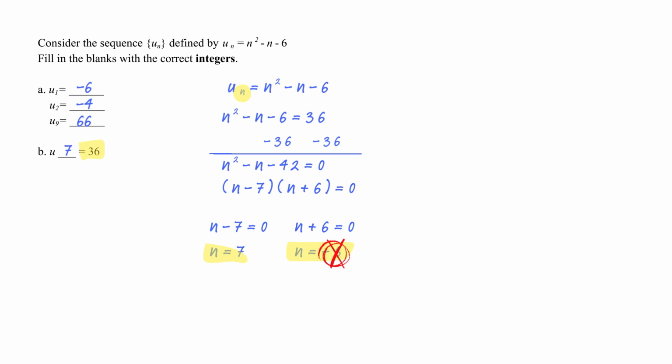To wrap things up, for the first part, we simply substituted the position number into the formula. For the second, we worked backward by solving for n and ignoring the negative result. Just remember that since we are counting positions in a list, n must always be a positive integer.